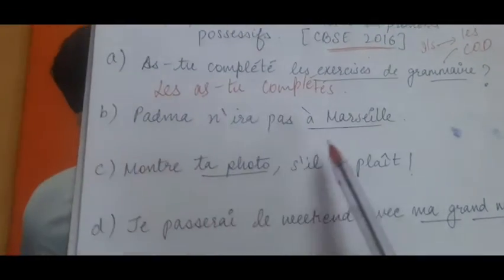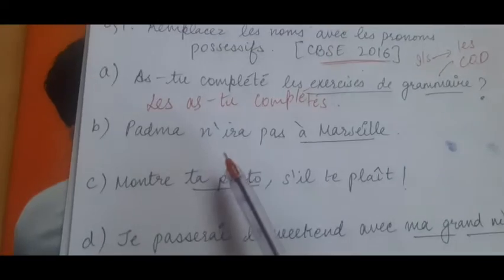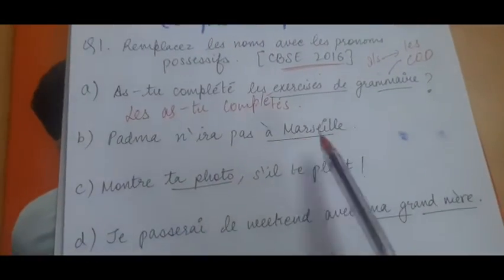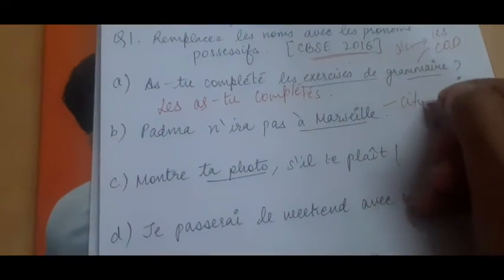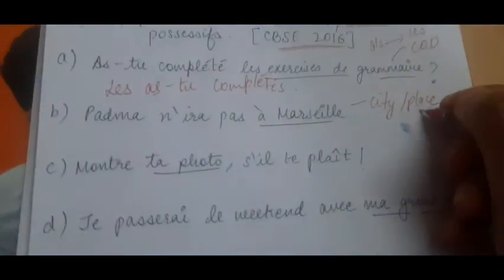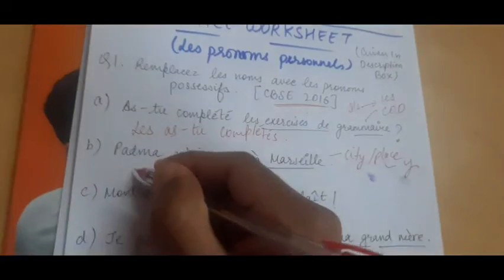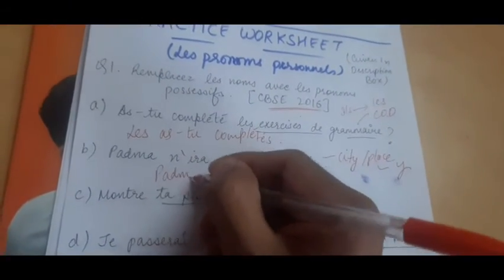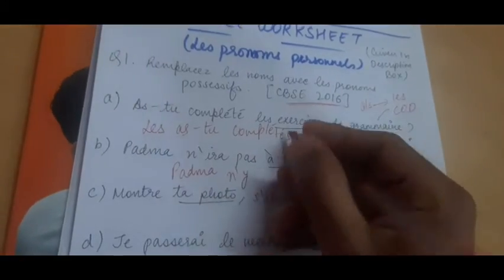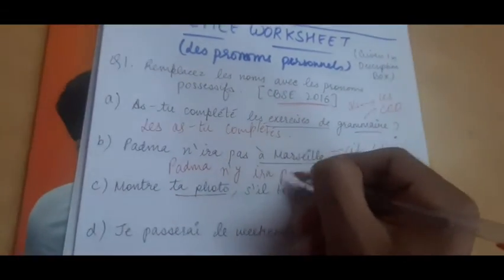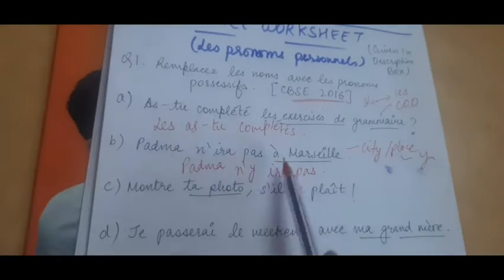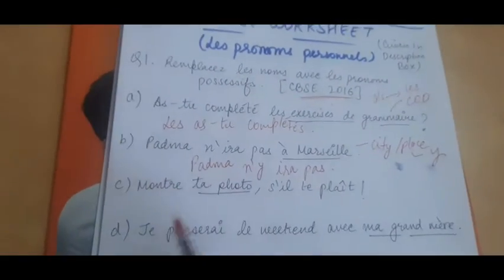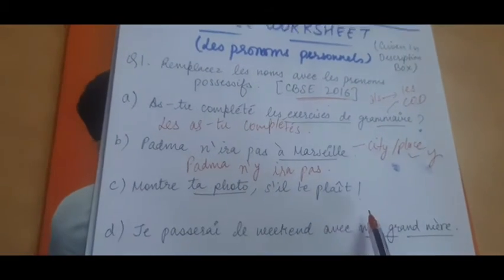B. Padma n'ira pas à Marseille. Padma will not go to Marseille. Marseille is a city, and a city is a place. So for a place, we use pronoun y. Can you see the level of questions? They are so simple. We can clearly say Padma n'y ira pas. As simple as that. You just have to put y before ira.